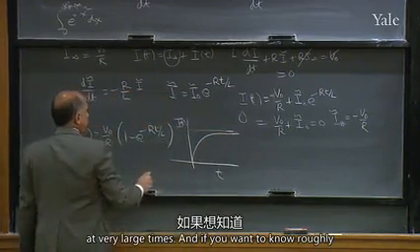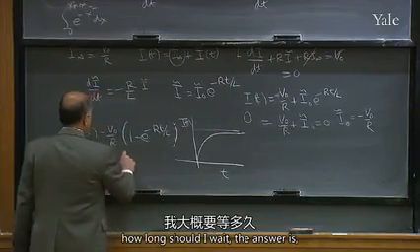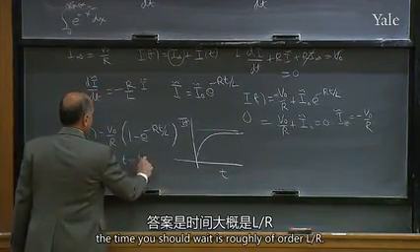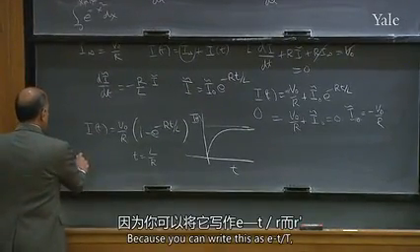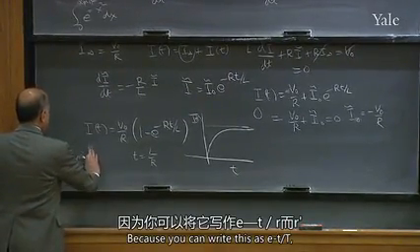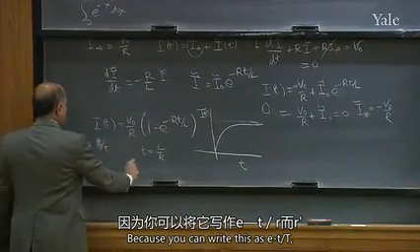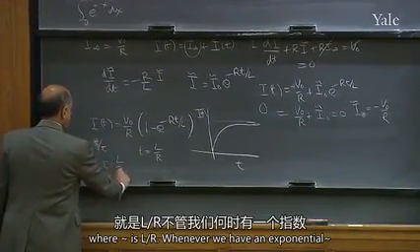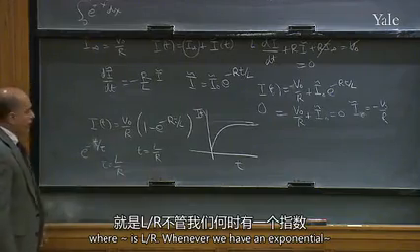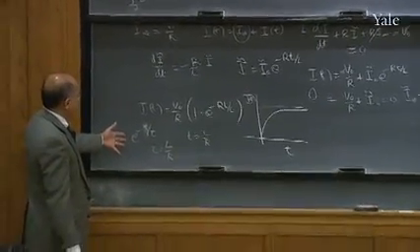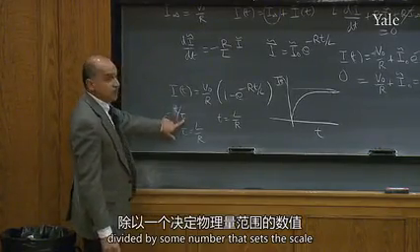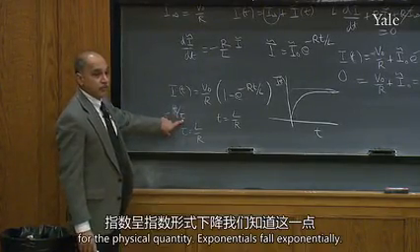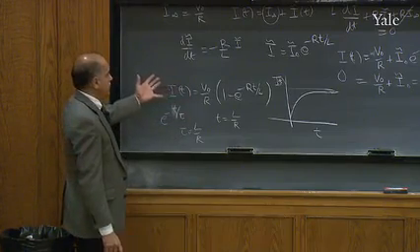And if you want to know roughly how long you should wait, the answer is roughly of order L over R. Because you can write this as e to the minus t over tau, where tau is L over R. Whenever you have an exponential, it'll always be e to the minus a physical quantity divided by some number that sets the scale for that physical quantity.